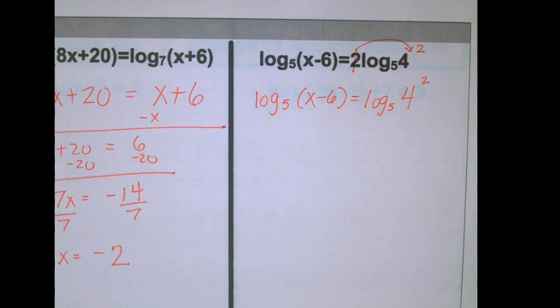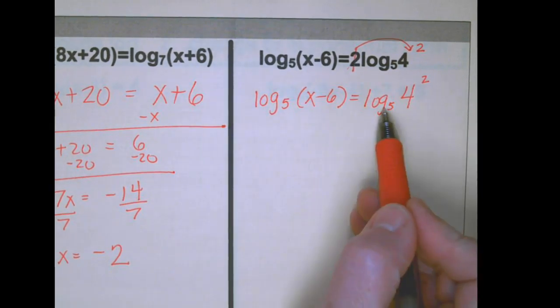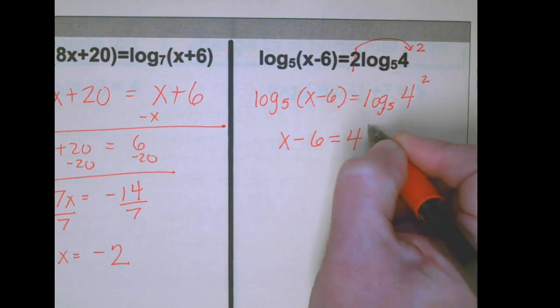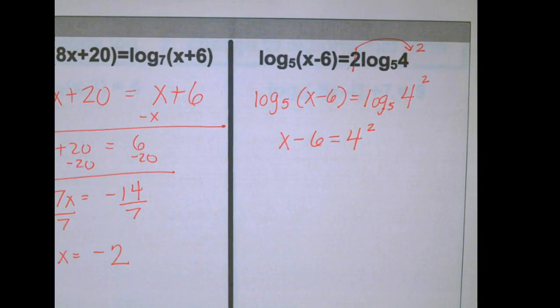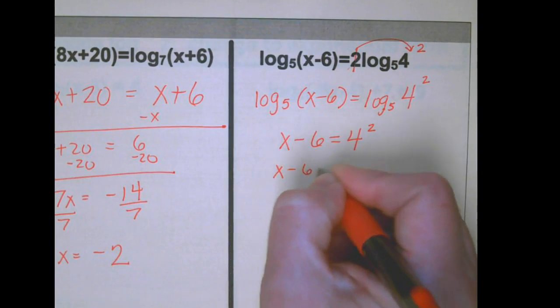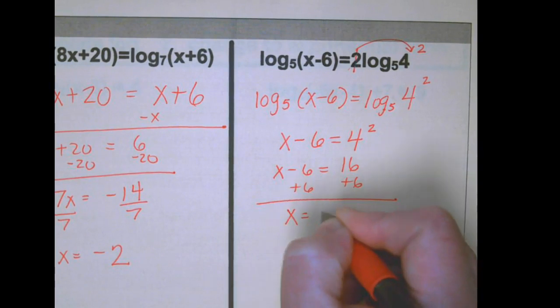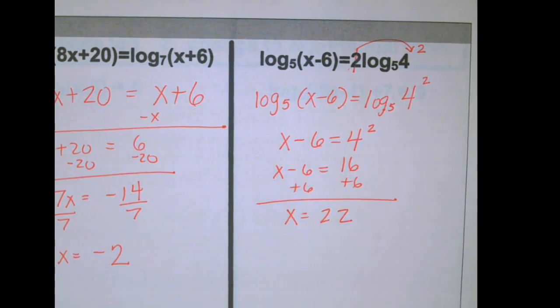Now I have a log base 5 on the left, a log base 5 on this side, and nothing out in front. So that means x minus 6 equals 4 squared. What is 4 squared? Add 6 to both sides. If you have a log equal to a log, it's pretty easy to solve that.